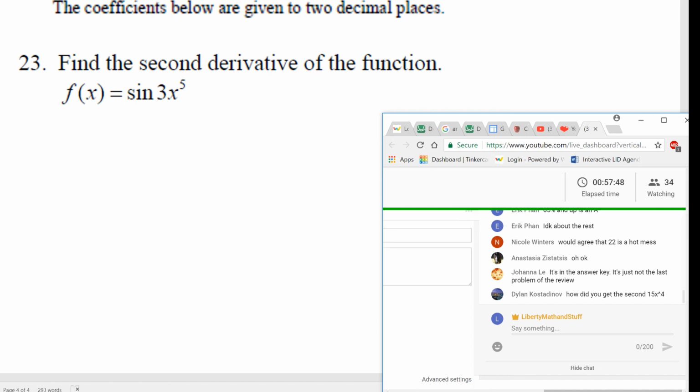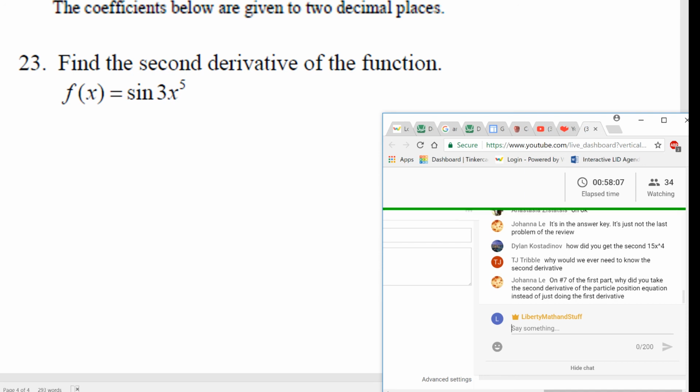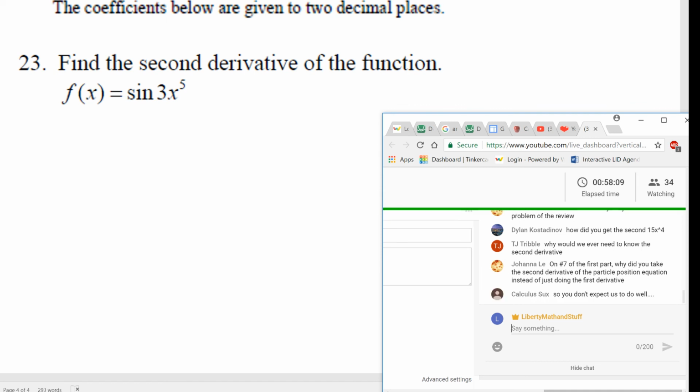How did I get the second 15x to the 4th? I got it because the first 15x to the 4th was from the chain rule, and the second 15x to the 4th was B. The first 15x to the 4th was in A prime because I had to take the derivative of the trig function again, and the second one was from the B, just the second term in the product rule.